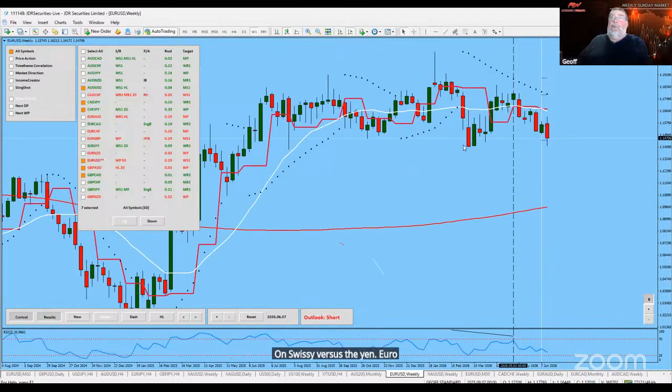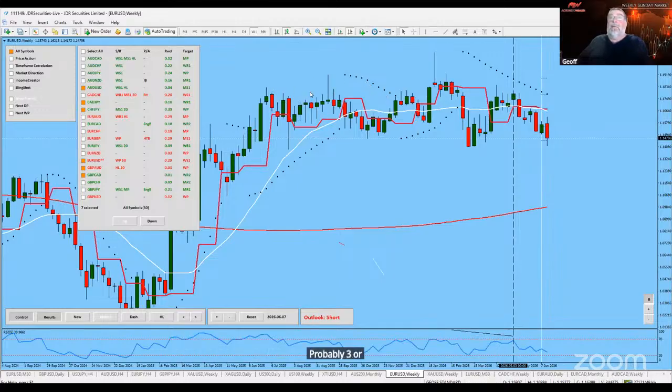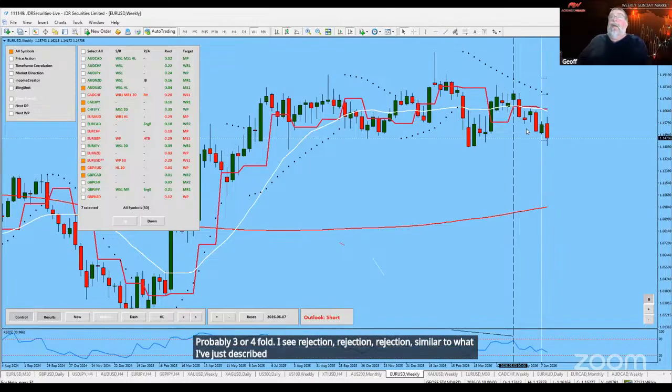Euro versus the dollar is another one. The reason I'm liking euro versus the dollar is probably three or fourfold. I see rejection, rejection, rejection, similar to what I've just described on everything else. We are at a bit of a support level, however.